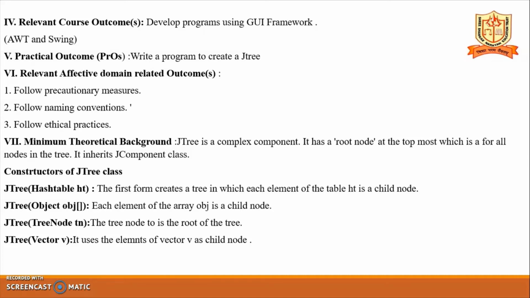Minimum theoretical background: JTree is a complex component. It has a root node at the topmost, which is the parent for all the nodes in the tree. It inherits the JComponent class. Following are the constructors of JTree. We'll see the constructors in the programs.